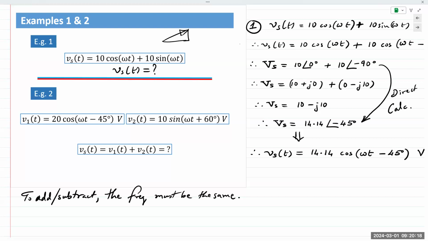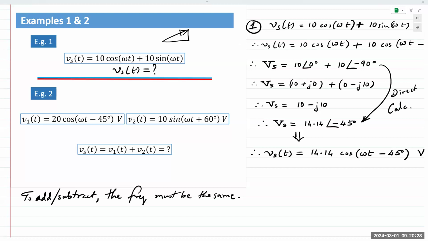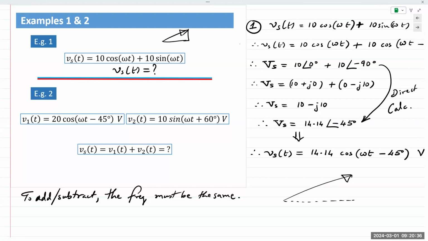So yeah, it's a right angle triangle. So the conversion from rectangular to polar and polar to rectangular, you can do it manually using trigonometric identities. For instance, if you have this phasor, this would be the real component, this would be the imaginary component.